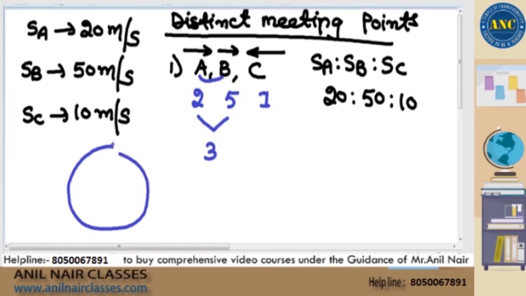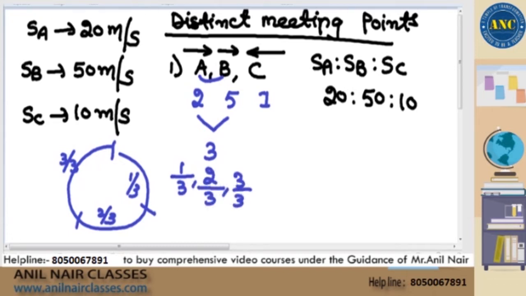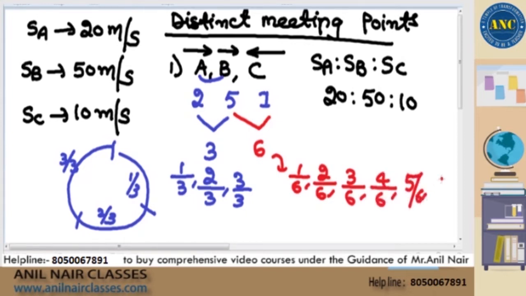What is 3? This is 1 by 3, this is 2 by 3, and this is 3 by 3. Saurav, listen carefully. 1 by 3, 2 by 3 and 3 by 3. This is for the same direction. Now if you see 5 and 1, they are traveling in which direction? Opposite direction. 5 plus 1 is 6, so the track is divided into 6 parts. What are the 6 parts? 1/6, 2/6, 3/6, 4/6, 5/6, and 6/6.